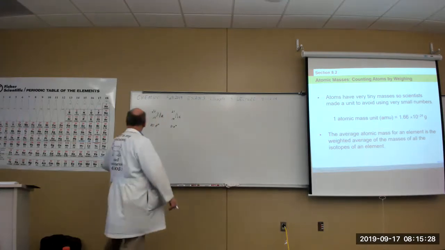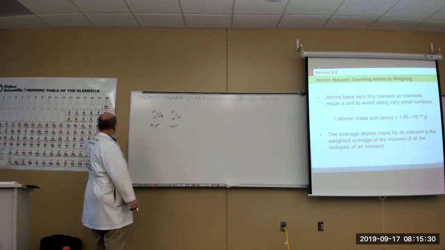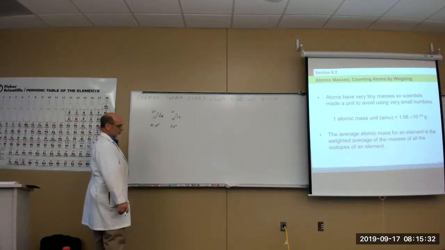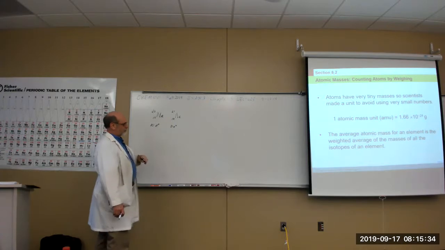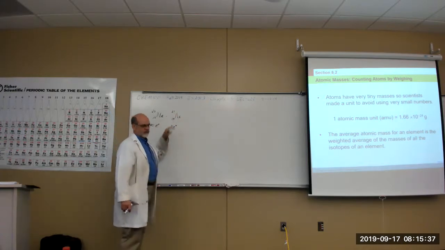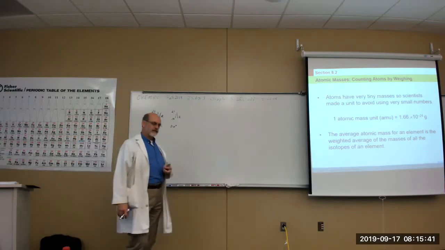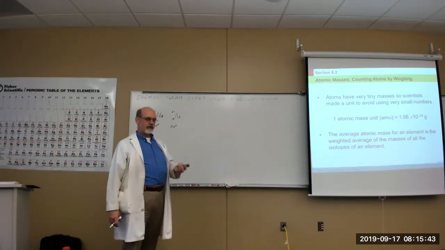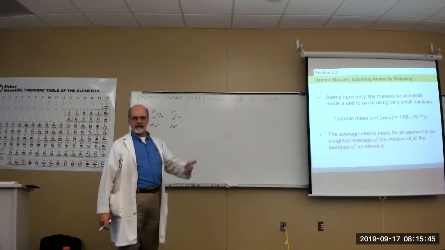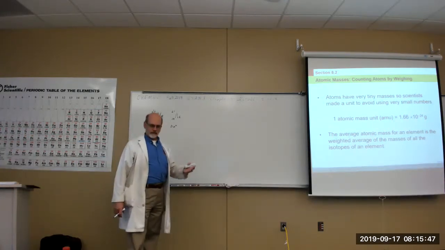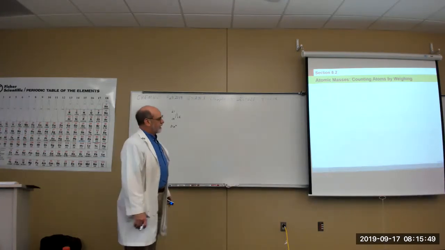So that's what these values are. These are average atomic weights, whereas these are mass numbers. They're related, but they're not the same, because mass numbers are always whole numbers, because they represent whole numbers of things, protons, neutrons.